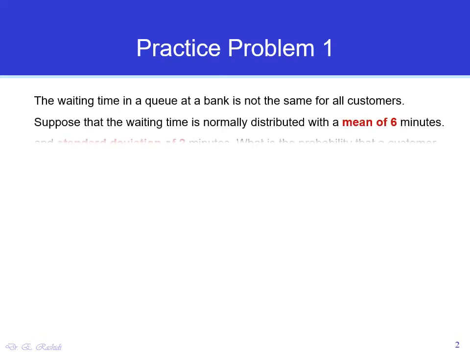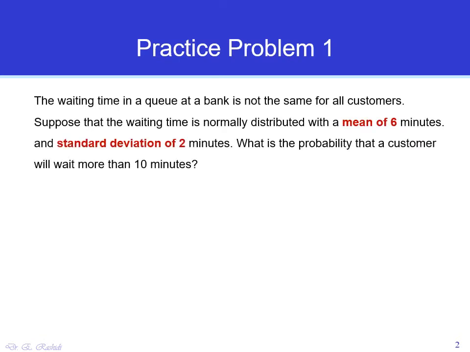Let's do a practice problem. The waiting time for customers in a queue at a bank is not the same for all customers. Suppose that the waiting time is normally distributed with an average of 6 minutes and a standard deviation of 2 minutes. What is the probability that a customer has to wait more than 10 minutes?